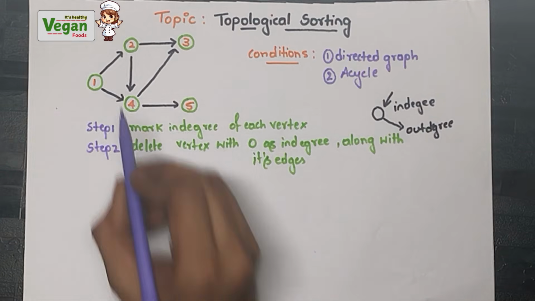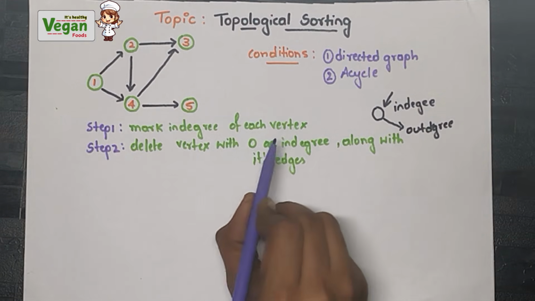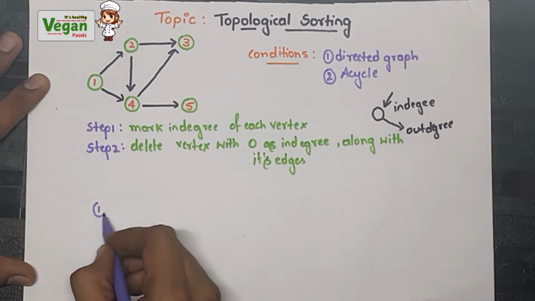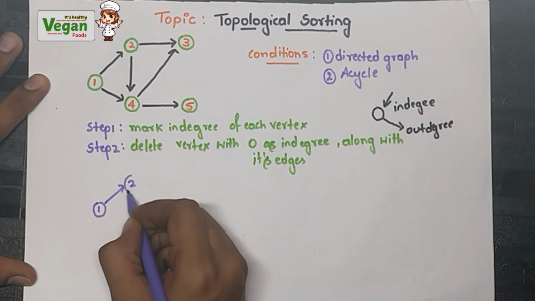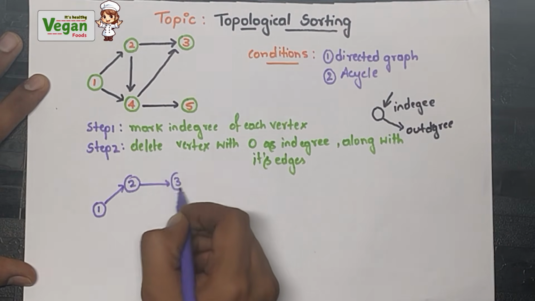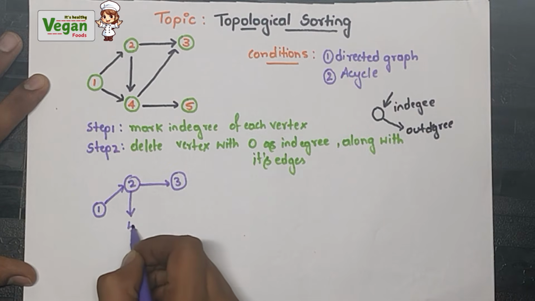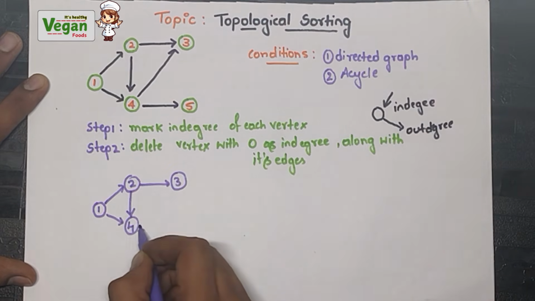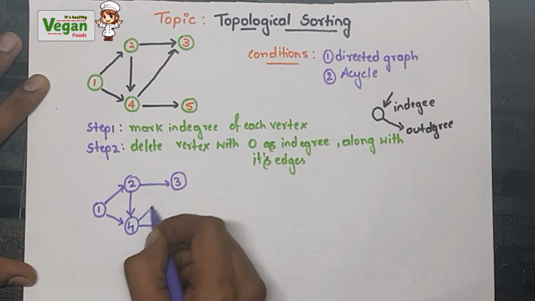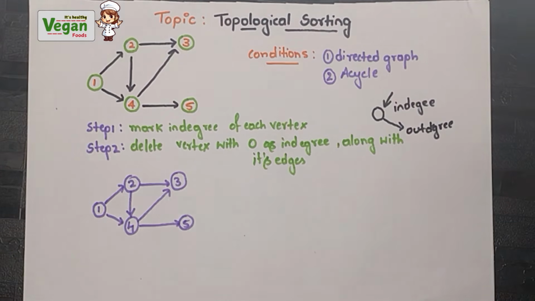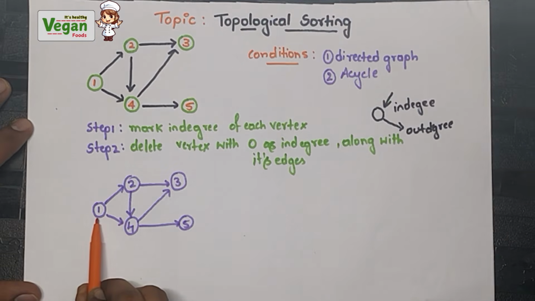Now first, mark the in degree of each vertex. Write the given question: 1, 2, 3, 4, 5. So this is the given question. Now write the in degree. How many edges are coming towards the first one? There is no edge, that is 0.